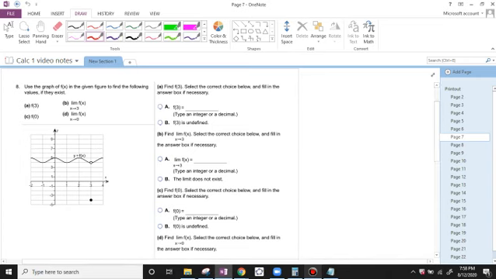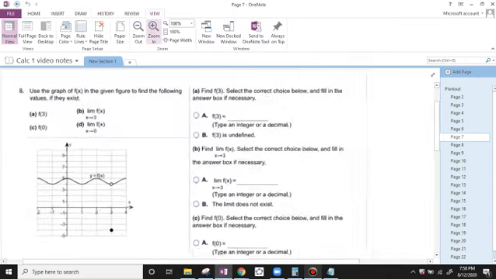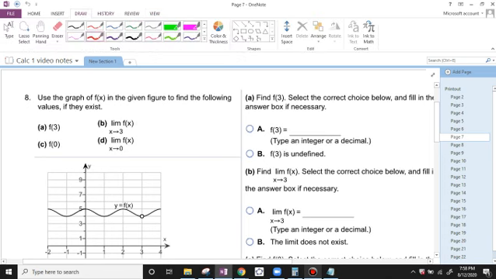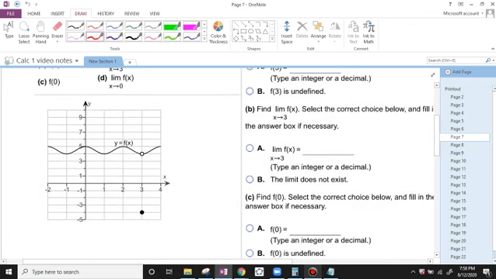Same thing here. We might have some new definitions. Use the graph of f of x in the given figure to find the following values, if they exist. f of 3, where's the black dot for f of 3? Let me just look at the whole graph to make sure. There it is. I was about to say it doesn't exist, but the black dot for f of 3 is here. It's -4.